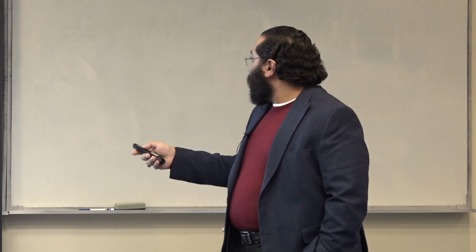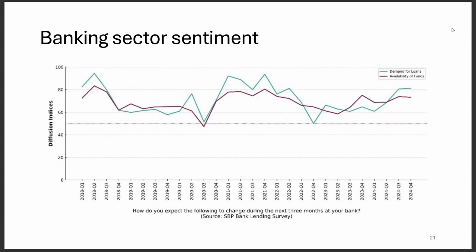This is also really interesting because if you look at the overall, here the question is, how do you expect the following to change during the next 3 months at your bank? And this is demand for loans and availability of funds. The banking sector has not struggled to stay positive in its confidence, in its sentiment. And I think this is papering over the issues that I suspect are there with sovereign risk and financial fragility in the banking sector. And this is consistent with what I am saying is a euphoria of the boom within the banking sector.